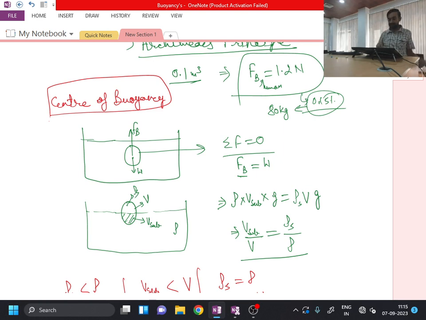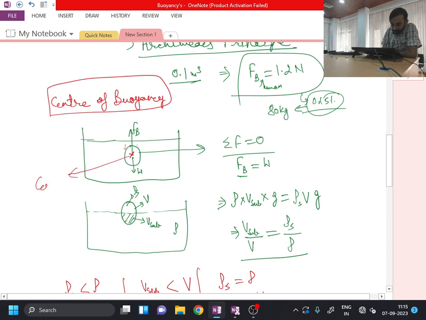In a similar way, this particular body is also subjected to a distribution of pressure, but there will be a single point along which the buoyancy force is actually acting. If my body is completely submerged, then at the geometric centroid of the body, my buoyancy force will be acting in the upward direction. I can say this is the center of buoyancy of this body.